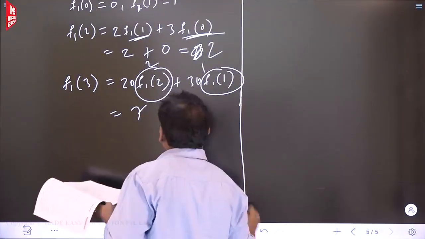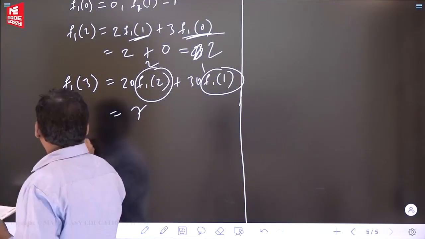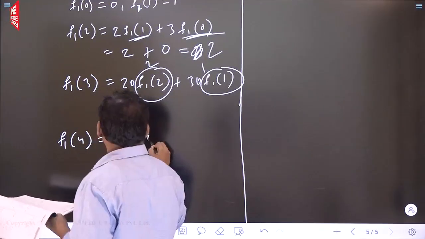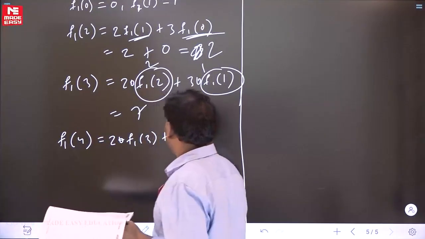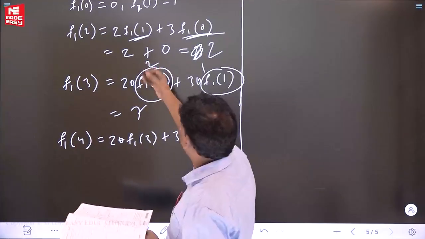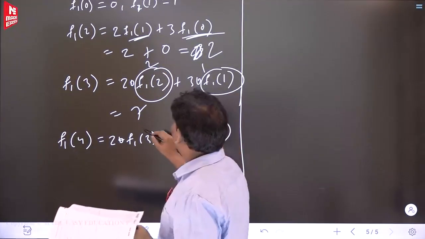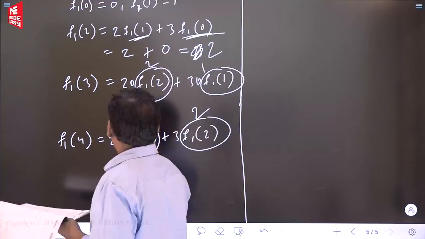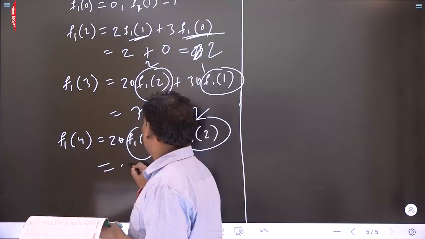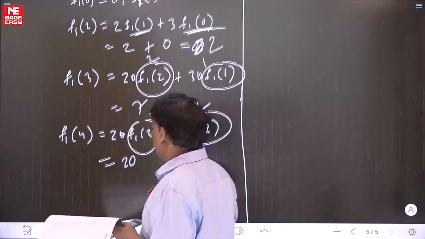Same way. Let's check here. Almost fine. Can you say f1 of 4? It is 2 times f1 of 3 plus 3 times f1 of 2. What is the f1 of 2? We are done already, 2. What is the f1 of 3? 7. 2 sevens are 14, 3 twos are 6. 14 plus 6, what is the answer? 20. Right? Fine.